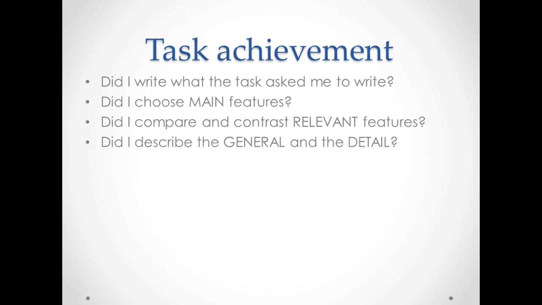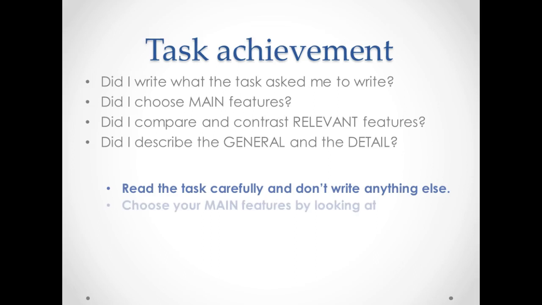Task achievement means, did you write what the task asked you to write about? Did you choose main features? Did you compare and contrast relevant features? And then did you describe general followed by some detail? This is how you meet task achievement. So you read the task carefully and do not write anything else. Just stick with the topic and the task.